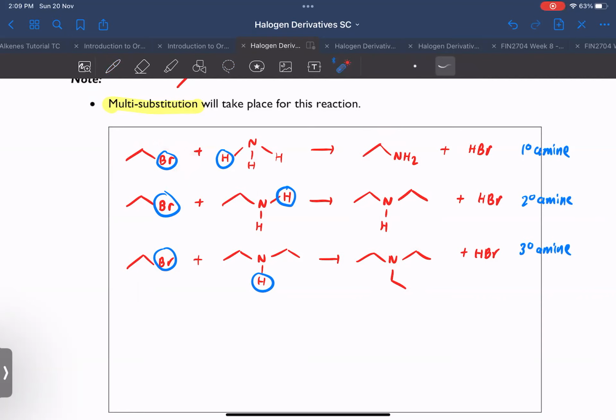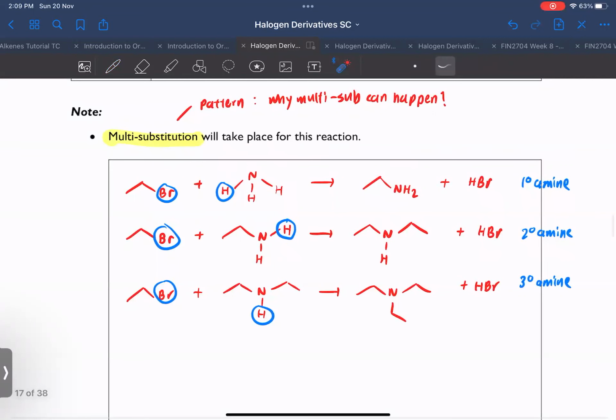And guys, I'm going to pause here first. Can someone just tell me what you think the pattern is? As long as there's a what and there's a what, then it will undergo this multi-substitution. Any idea?